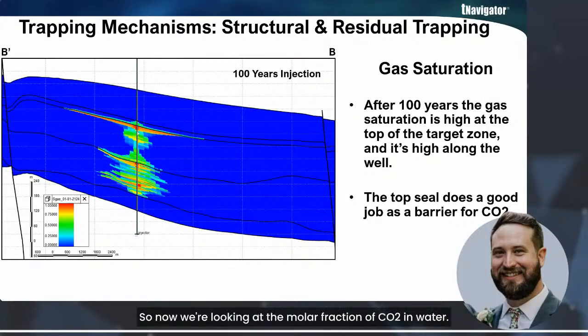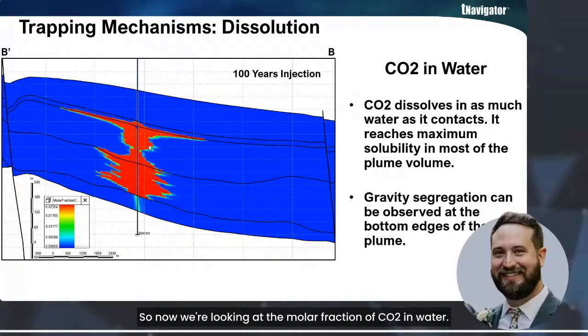If we're looking at dissolution, now we're looking at the molar fraction of CO2 in water. So the CO2 dissolves in as much water as it contacts. Once it reaches maximum solubility, that's all the red region of this plume. That's for the bulk of the CO2 plume, which is what we would expect. But then we start to see gravity segregation. As this CO2 rich water becomes more dense, it starts to drop below. So that's why we're seeing these colored blocks below the plume. That's the gravity segregation and the CO2 rich water dropping down below the plume.